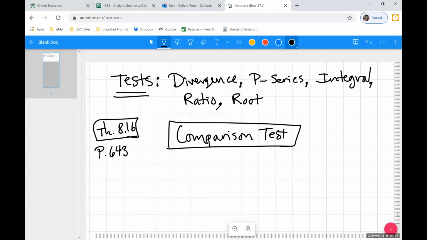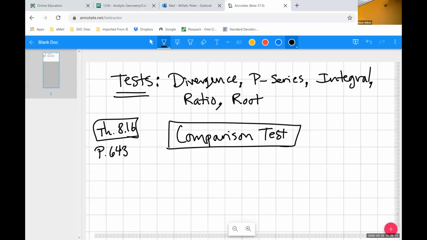Professor, the first 3 are all 8.4, right? Correct. So divergence, p-series, and integral tests we did in 8.4, and then in 8.5 we've looked at the ratio test and the root test, but they're just piling up on us here. It's always brutal to go over 2 sections in one day. This material just piles up so fast.